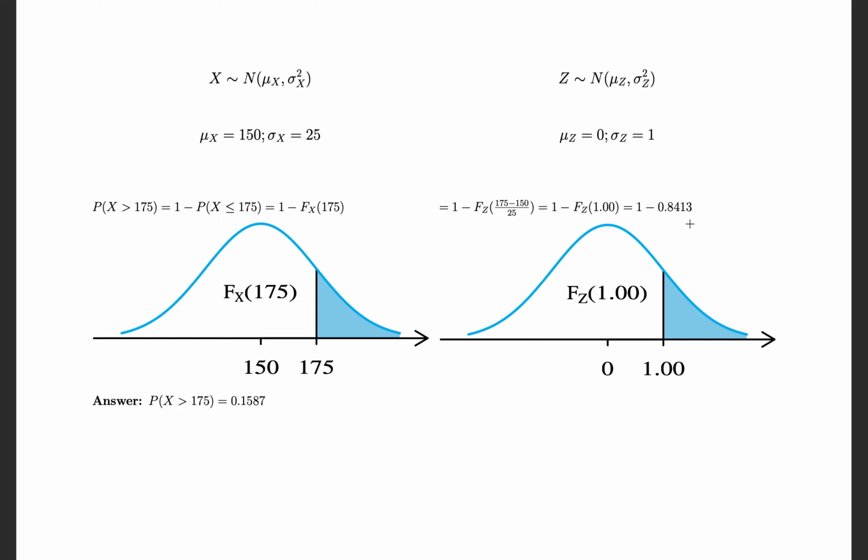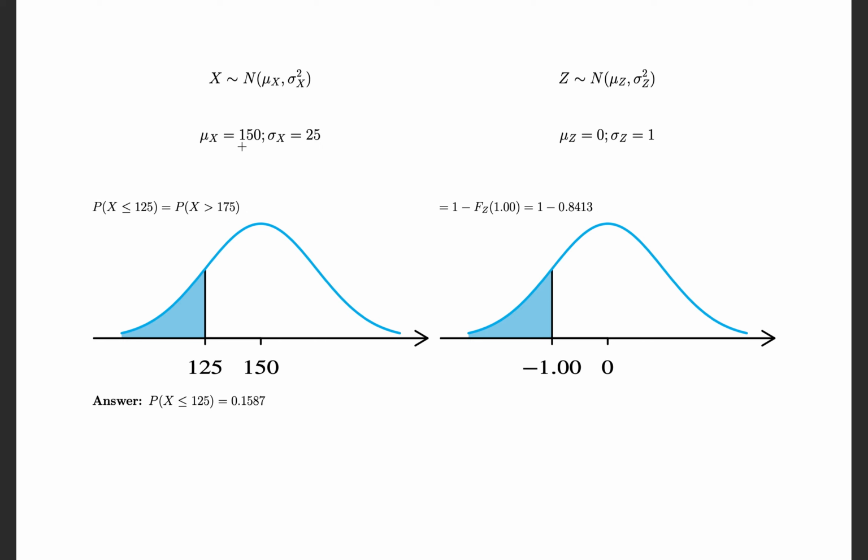Now let's look at another example. We have the same variable, mean of 150 and a standard deviation of 25. But now we want to find the probability that x is less than or equal to 125. That is the blue area here. So we go 25 steps down from 150, and 25 steps is one standard deviation, right? So one standard deviation down from 150.